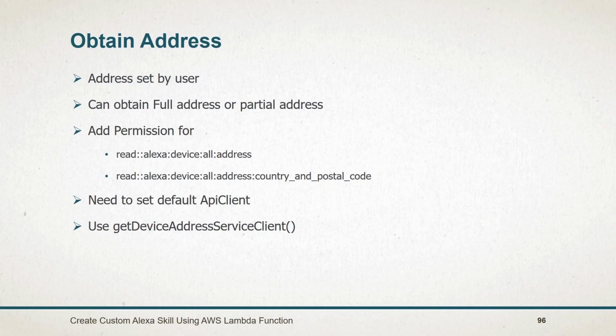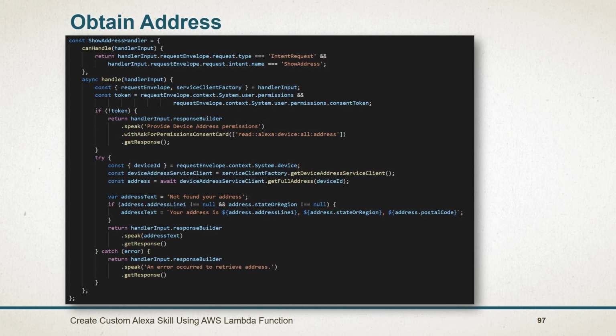Let us see what we have learned in this session. Using the Address API, we can obtain an address that was added by the user, not a physical address via GPS. We need to use appropriate permissions as per the data that we require. And we have also set the default API client for the skill builder. First of all, we obtain the consent token. If we don't have it, then use the withAskForPermissionsConsentCard method to obtain permission. Otherwise, use the getFullAddress method of the device address service client and generate a simple response.